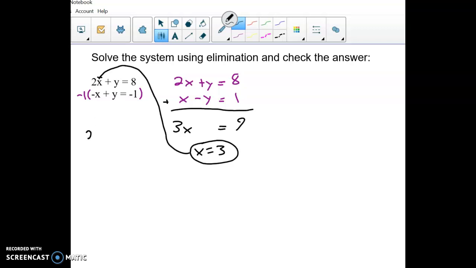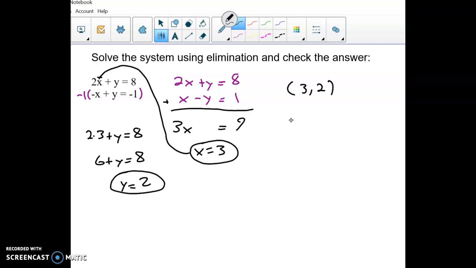So we'll have 2 times 3 plus y needs to be 8. So we get 6 plus y is 8, which means y has to be 2. So our solution to that system was x is 3 and y is 2. Right? And if we want to write it as an xy pair, we could write it that way also for our answer.